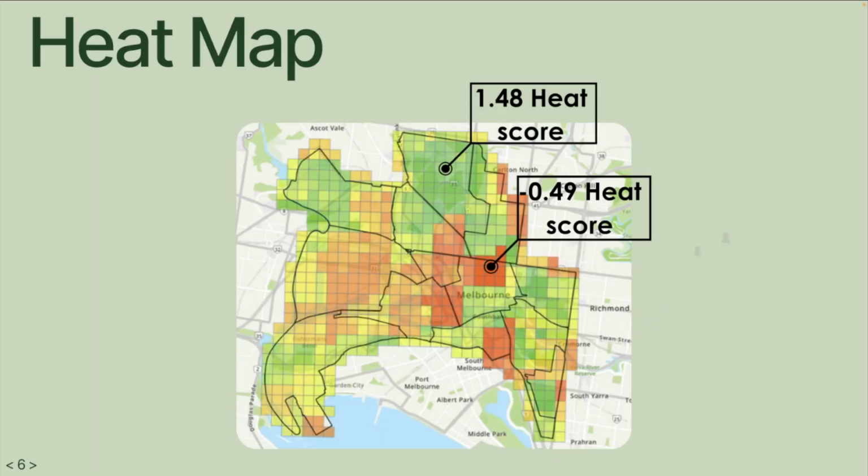Now, this is the block scale map that we were able to create using our heat score. The color scale shows us the clear differences between the more vulnerable locations in red and then the less vulnerable locations in green. The most vulnerable areas are very prevalent near the northern part of the central business district and into some of its surrounding areas.